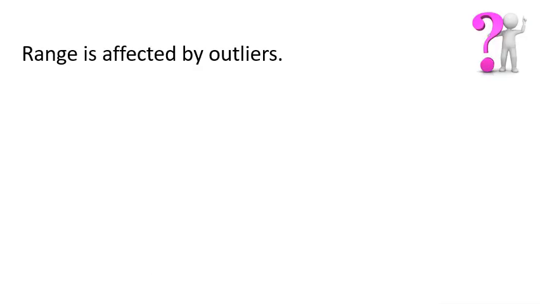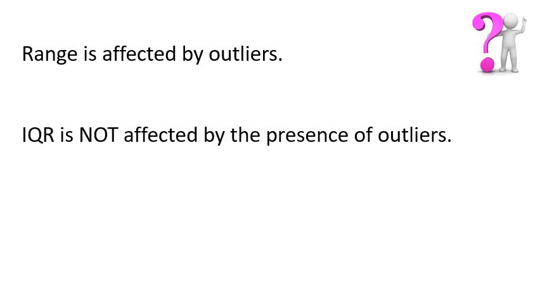It is important to note that the range is affected by outliers or extreme values. This is because it just minuses the biggest number minus the smallest, no matter how big or small they are. So it's not a very good measure of spread if there are outliers in the data. The IQR, though, isn't affected by the presence of outliers. Alright, so we'll do some examples.